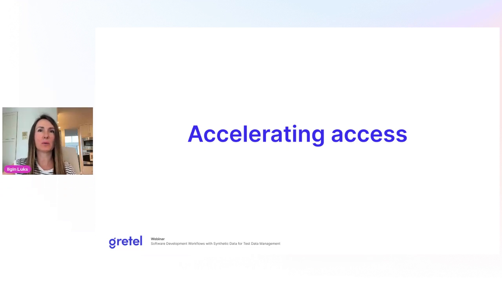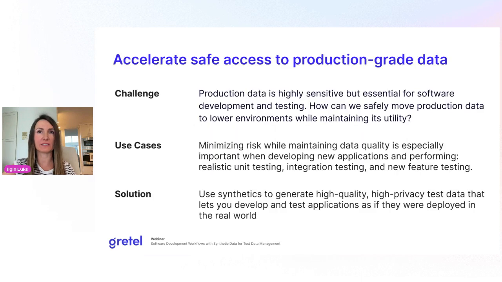Let's start by talking about how we can accelerate safe access to production level data for software development and testing. In different stages of software projects, as we know, teams need realistic data to test their application and avoid bugs before deploying their changes. So with this need, they turn to production data that in many cases has been collected from internal or external users.